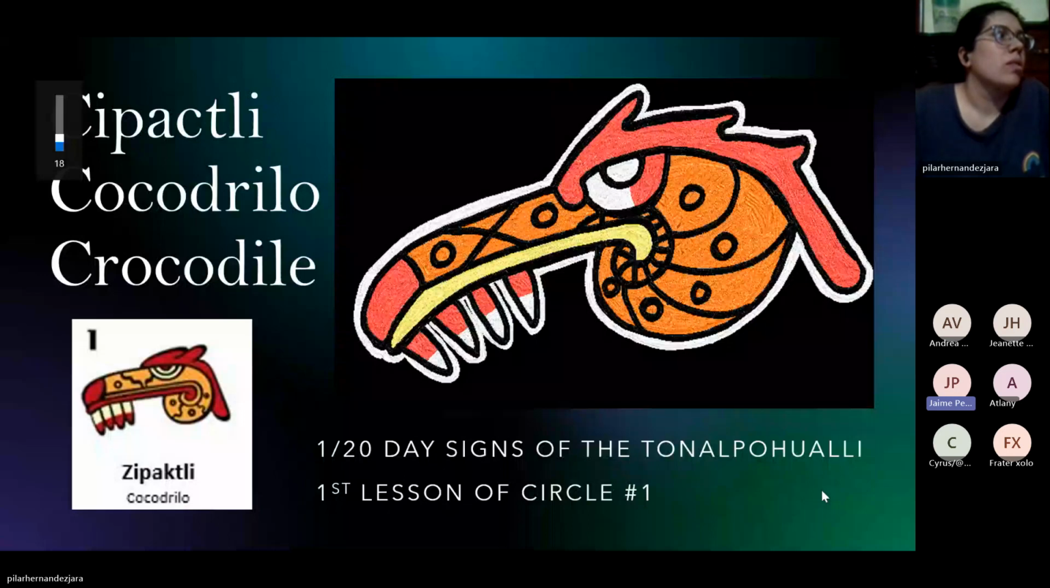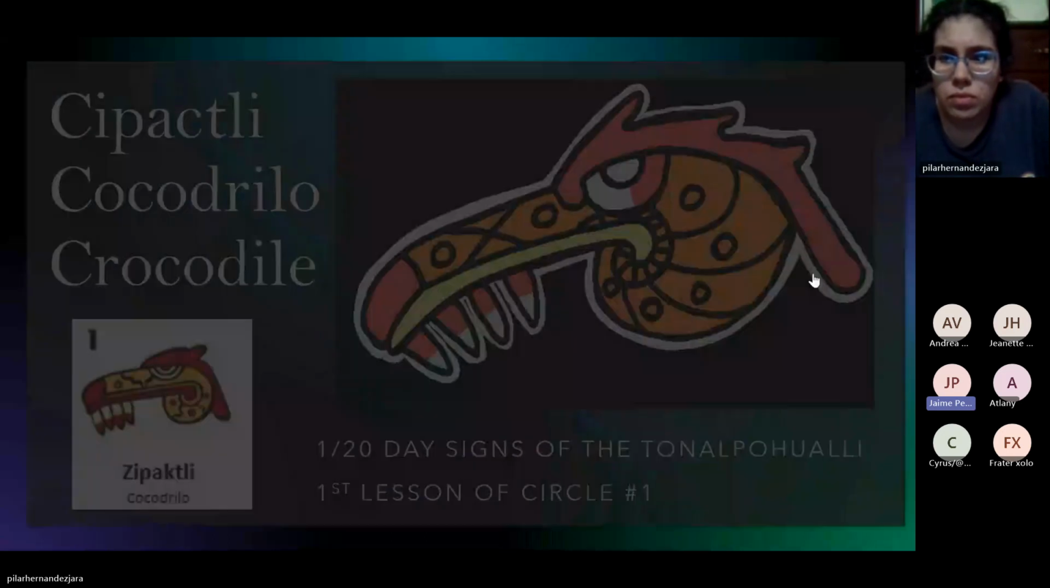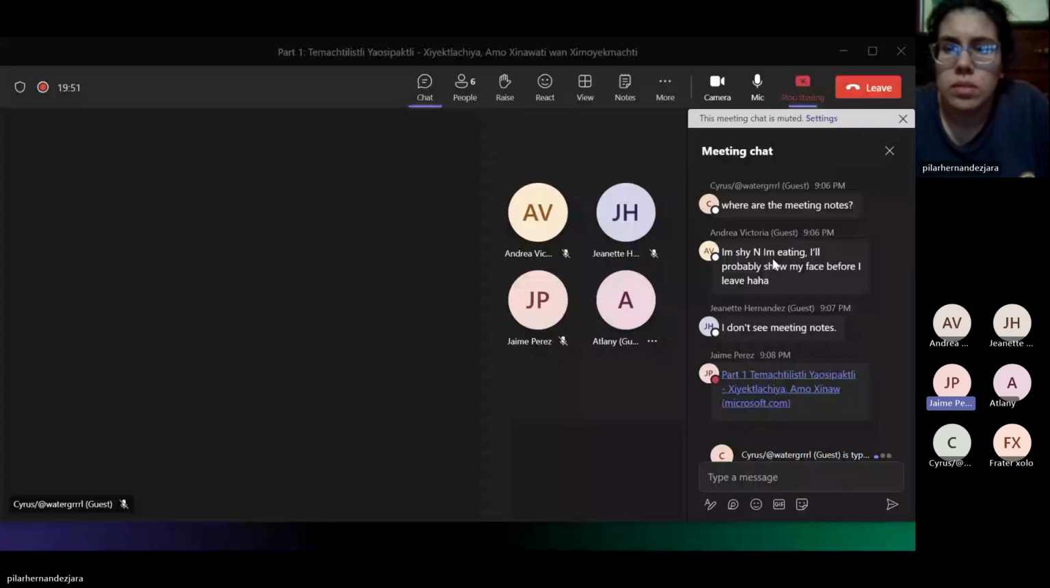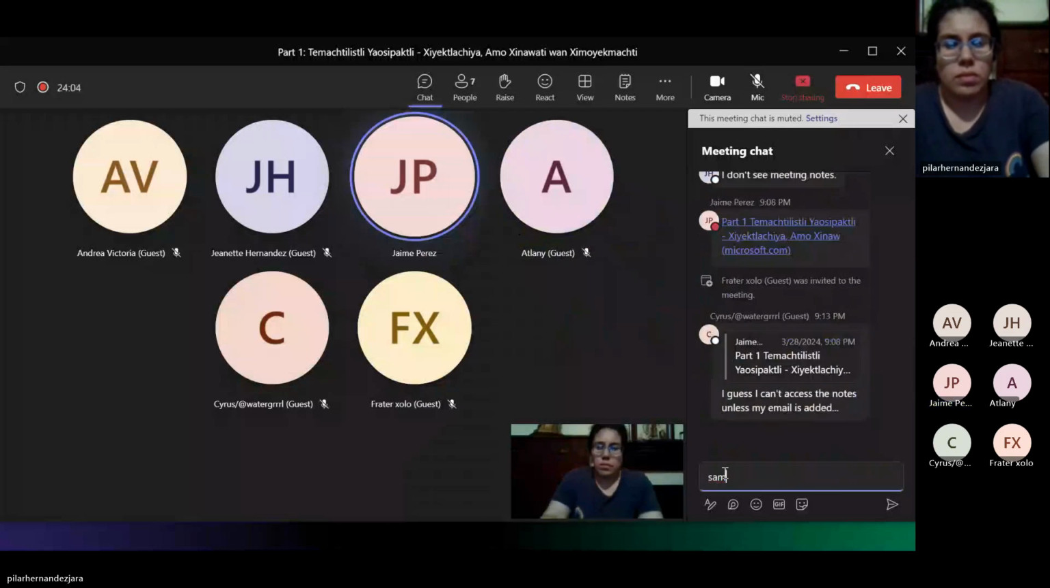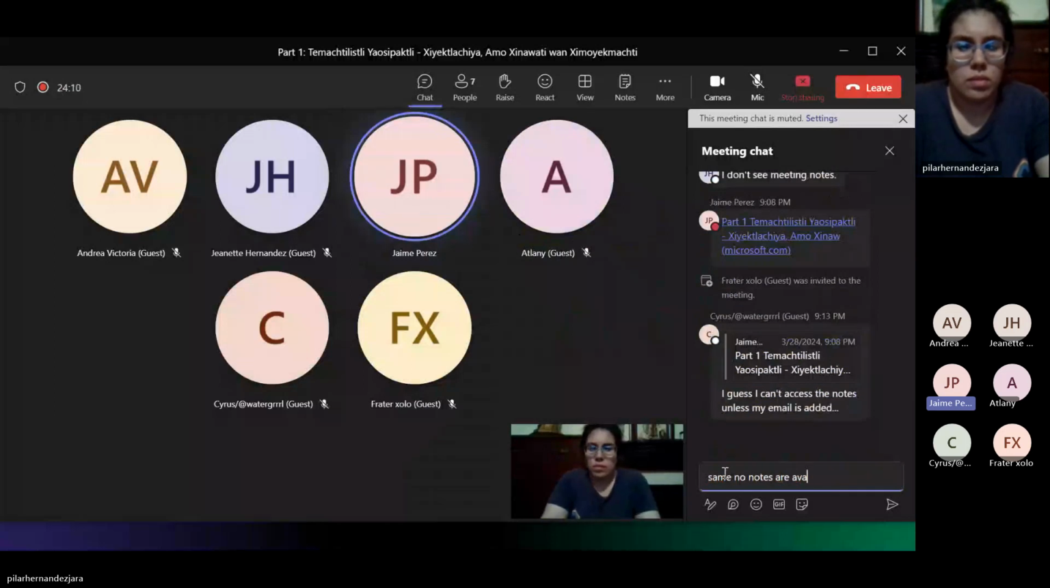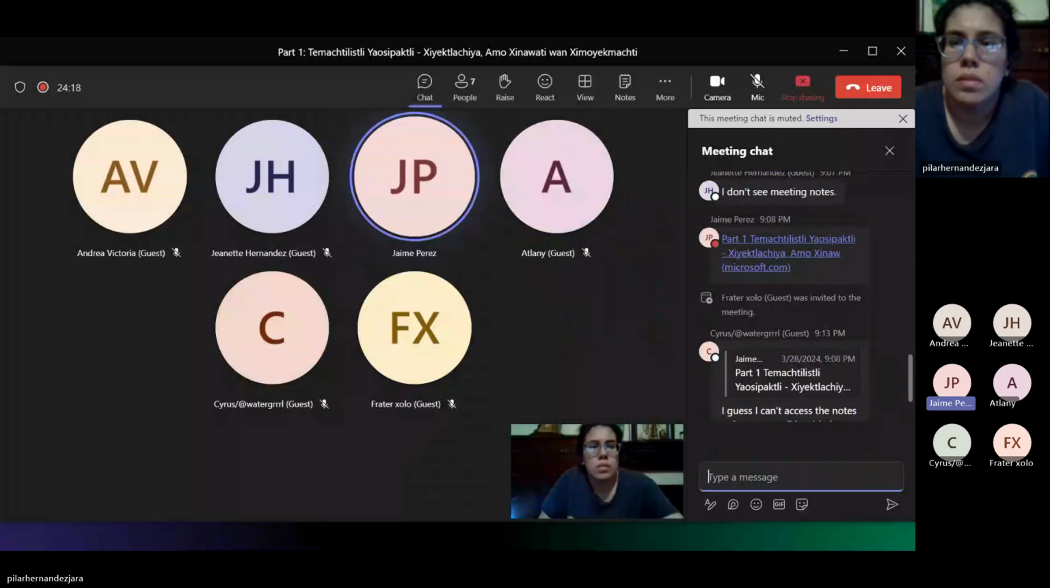But yeah, Zipaktli, it's translated as the crocodile, right, or dragon in some instances. In my opinion, or from what I've been learning, it teaches us about being calm in nature, right, learning how to silence and quiet our ego so that we can work hand in hand with it and essentially be better at acting upon our actions, right, in a more calm state of being.